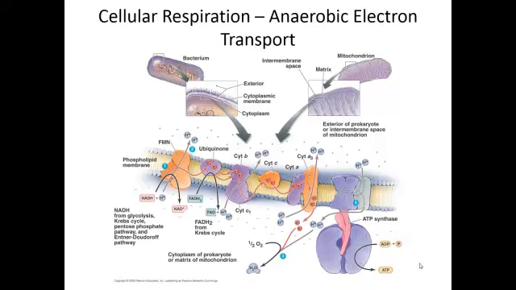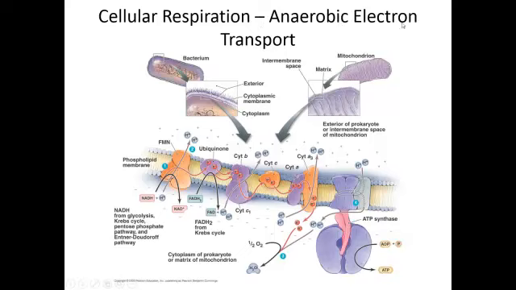Well, what about anaerobic electron transport? It used to be that we thought that if you didn't use oxygen, you were limited to glycolysis and fermentation. So Pasteur called fermentation anaerobic respiration. Well, as it turns out, we have since found organisms that use electron transport chains, but they use a different terminal electron acceptor. So we no longer consider fermentation to be respiration because it doesn't involve an electron transport chain.